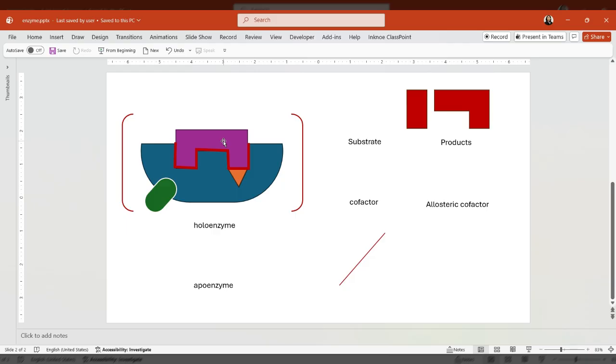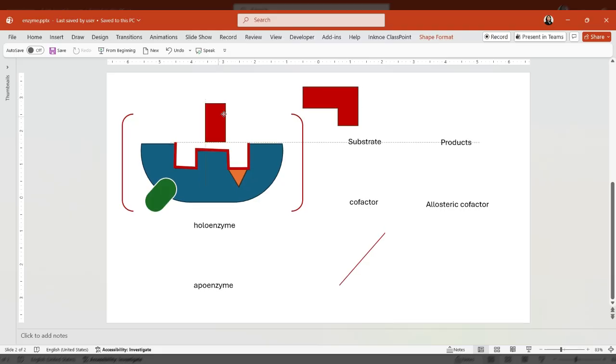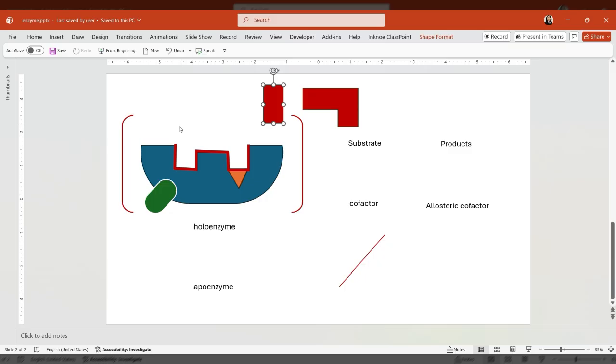The substrate will eventually be catalyzed to undergo the metabolic reaction, and the product is formed. Once the product is formed, it will move out from the enzyme, and the active site will be ready to receive a new substrate to carry out the catalytic reaction. So at the end of the process, the enzyme is not consumed by the reaction. So that's it for the labeling of the enzyme.